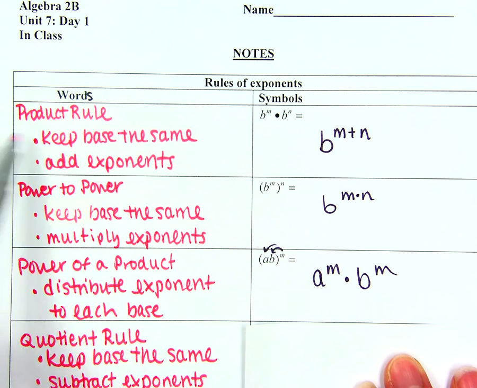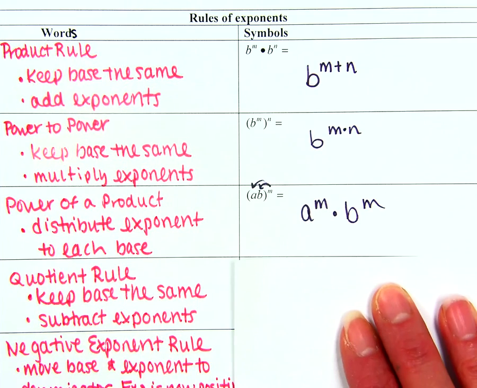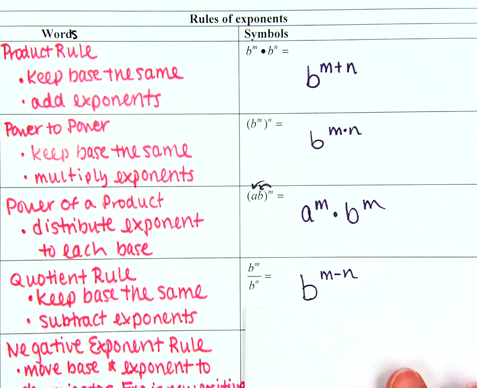If we're going too fast for you to write this stuff down, then just pause the video and come back to the video when you're ready to continue. All right, quotient means to divide. So if we have division, or in other words, a fraction, you keep the base the same and you just subtract your exponent, m minus n.